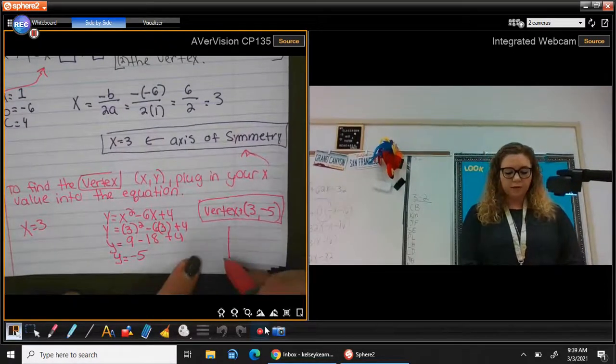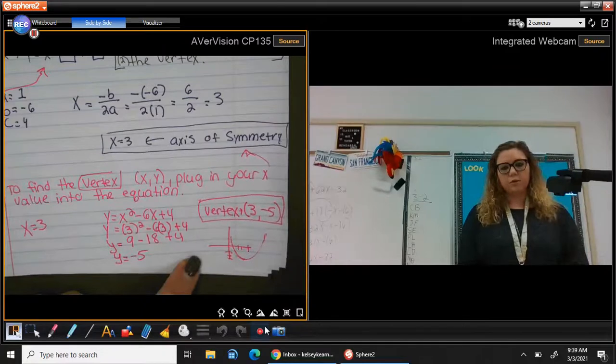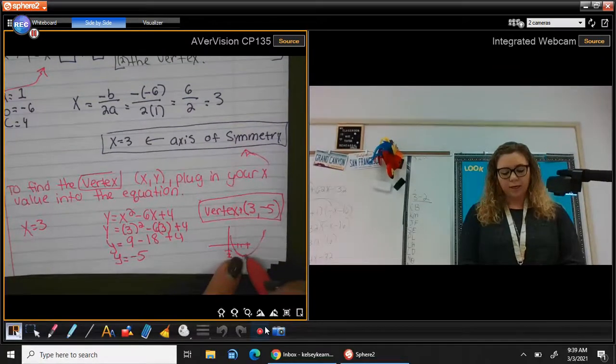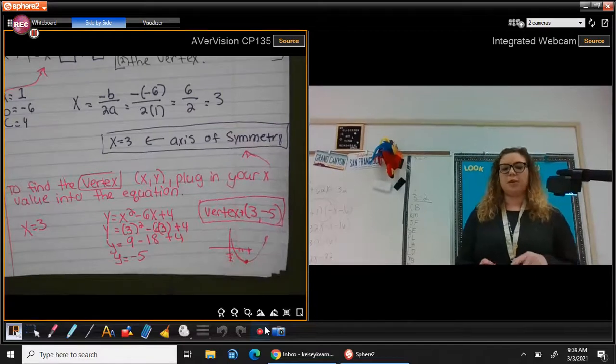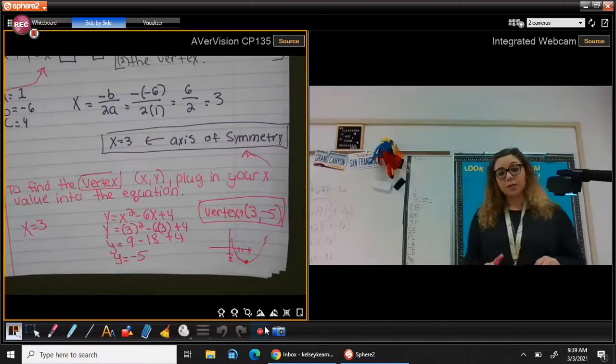So if I had a graph, okay, it's going to be somewhere like that. And it's going to be this point right here. That's going to be my vortex. Okay? And that is key when we start to graph these tomorrow.